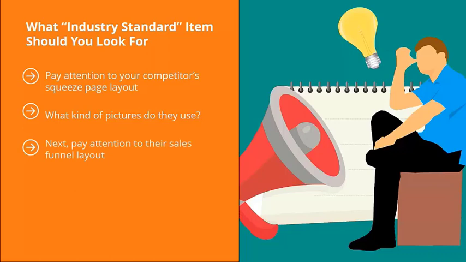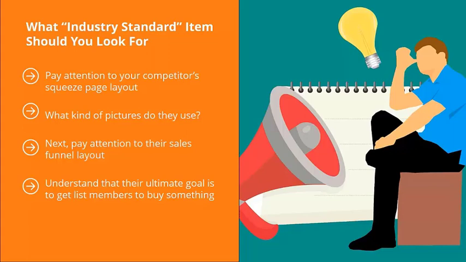Next, pay attention to their sales funnel layout. Your competitors have a standard way of getting people to sign up to their mailing list, and also selling those list members to a wide range of products and services. Be aware of how they do this. How do they take prospects through the sales process? Understand that their ultimate goal is to get list members to buy something. Try to figure out how their sales funnel is laid out and how it seeks to convert list members.